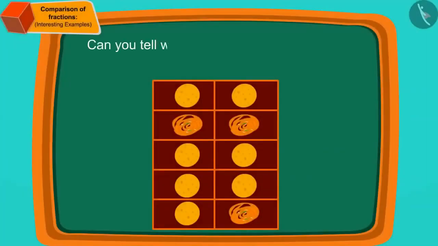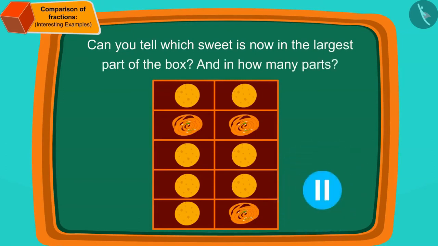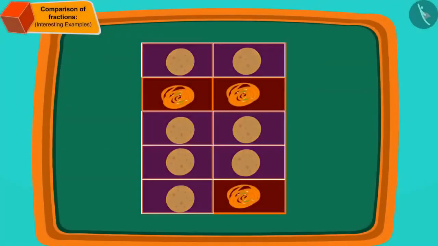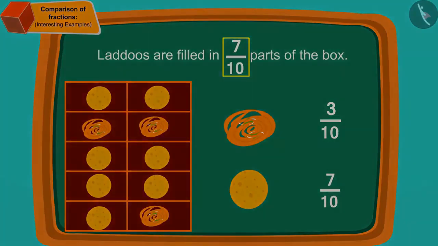Can you tell which sweet is now in the largest part of the box? And in how many parts? If you want, you can stop the video and find the answer. Correct! Laddus are filled in the largest part of the box, 7/10 part.